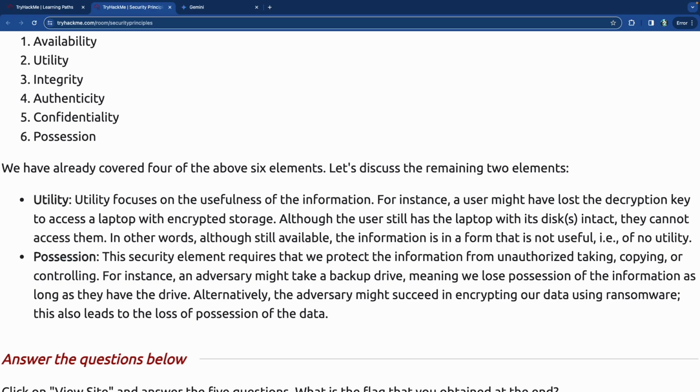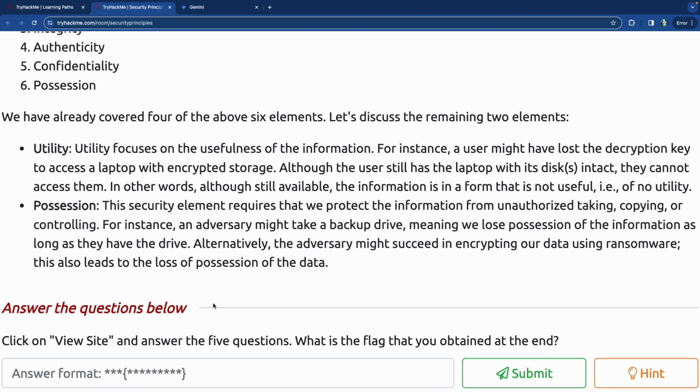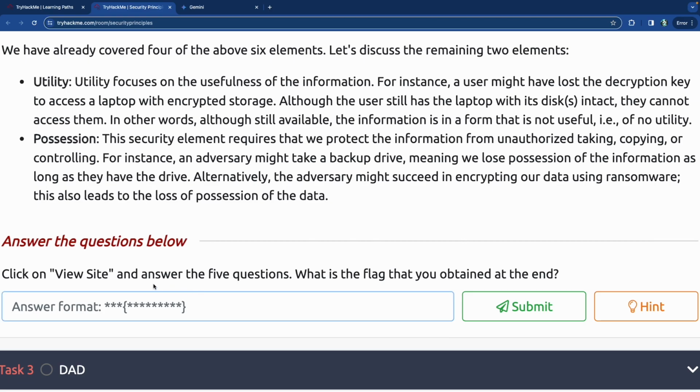For instance, an adversary might take a backup drive, meaning we lose possession of the information as long as they have the drive. Alternatively, the adversary might succeed in encrypting our data using ransomware, which also leads to the loss of possession. Because if you get your drive back but you can't access it, then you have no possession of the data, right? So click the view site and answer the 5 questions.